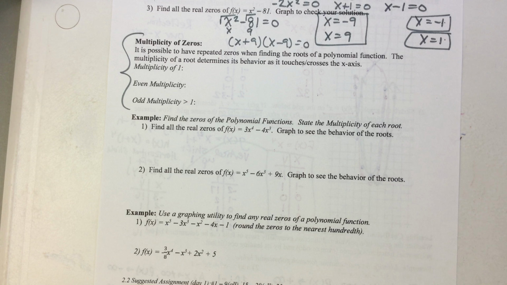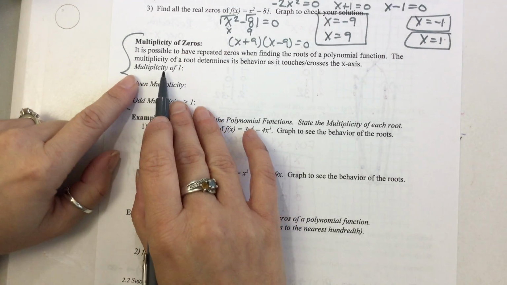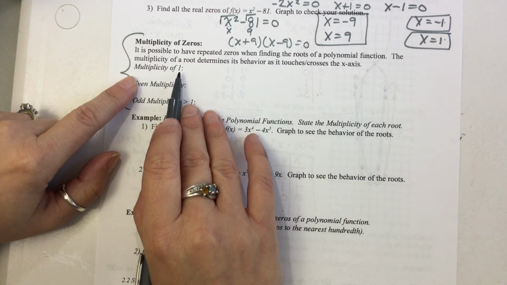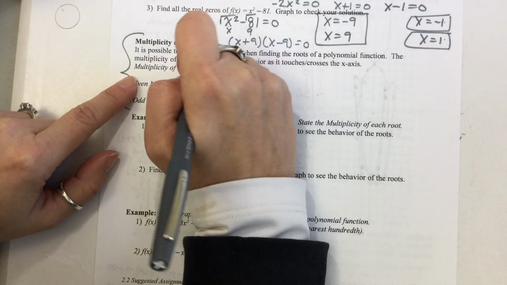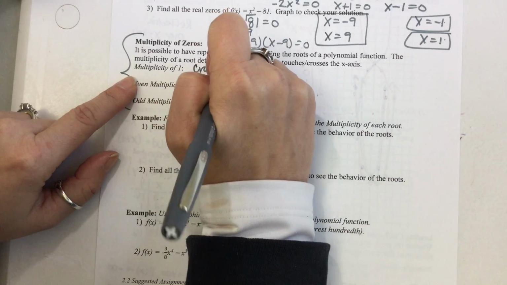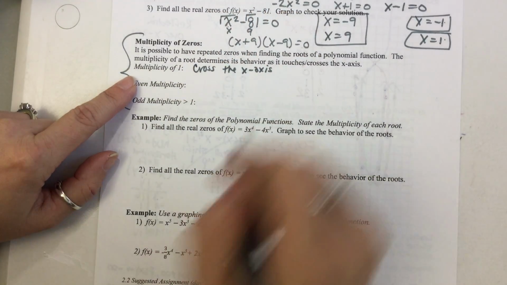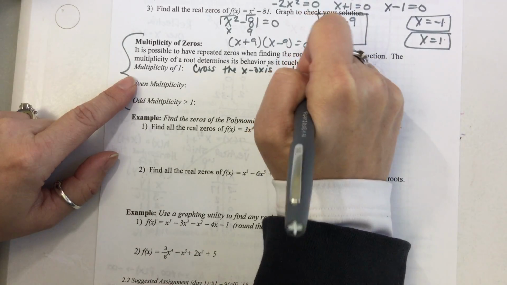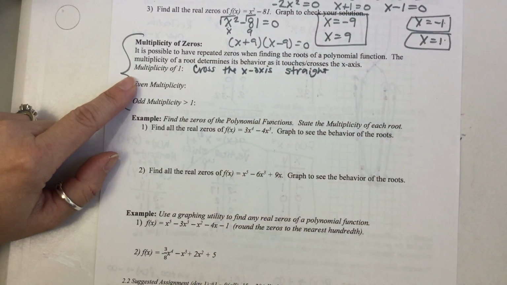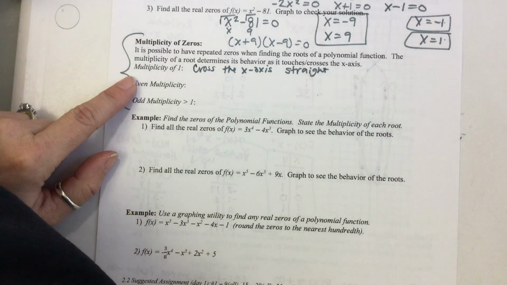Now your multiplicities determine what happens at the x-axis for that solution. If you have a multiplicity of 1, which means that solution occurs only once, your graph will cross the x-axis. It crosses right through it, straight. So it is a straight line if that answer happens once.